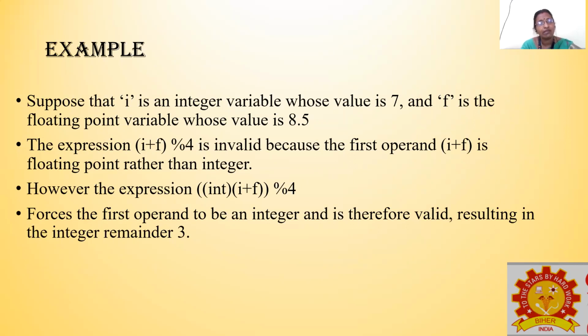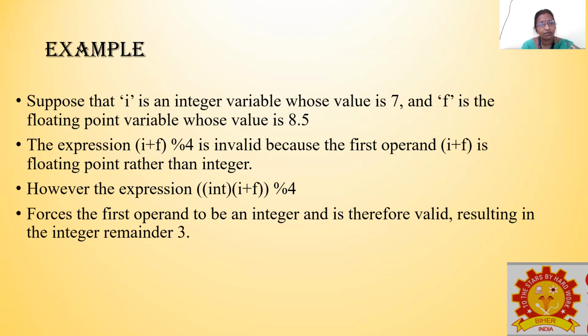So what we are doing: I plus F is being added, and the result will be converted to the data type integer. When you add 7 plus 8.5, it gives a value of 15.5. The result will be converted to integer first, so it will be truncated to 15. 15 mod 4 will give you 3.